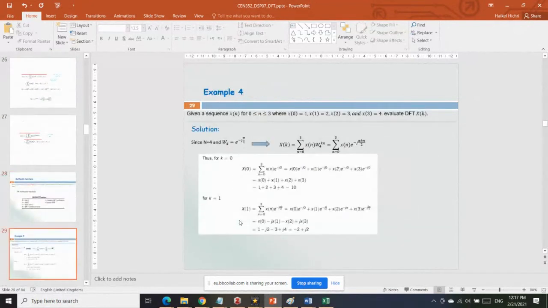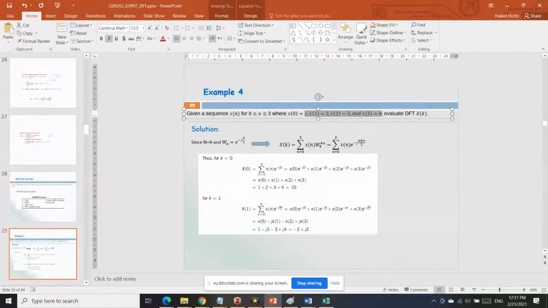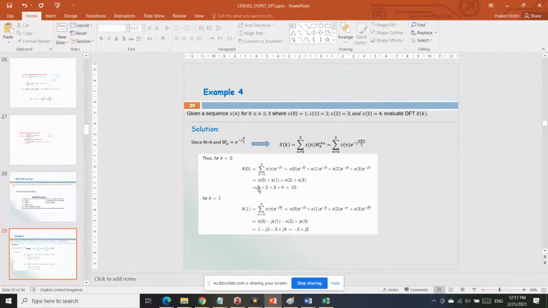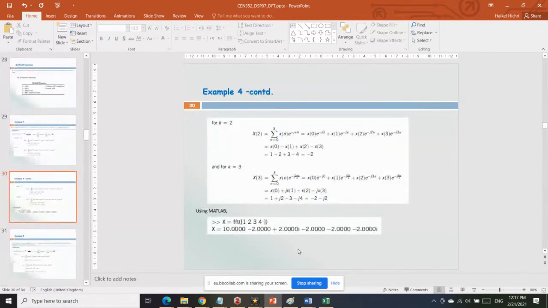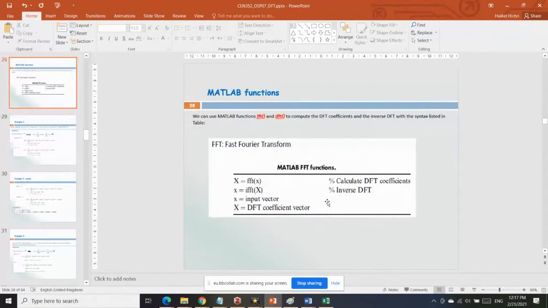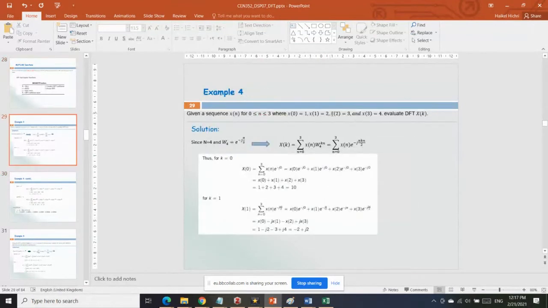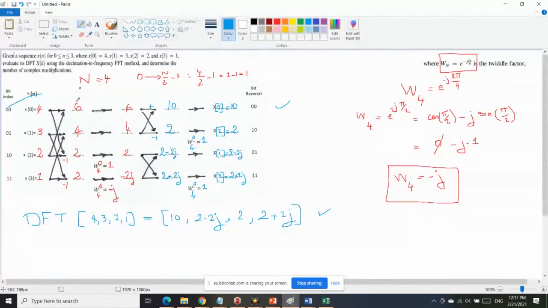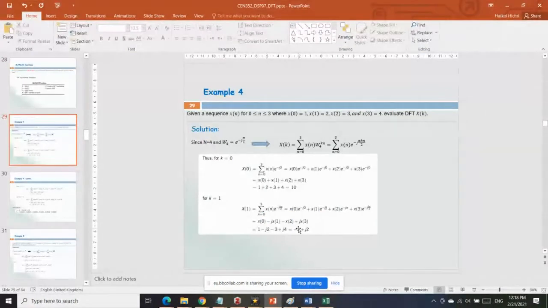There was an example. أيوة هذا هو 1 2 3 4 بس مقلوبة. بس حسبناها يعني يدويا وطلعت 10 minus 2 plus 2j plus j2 و minus 2 و minus 2 minus j2. لكن الاكزامبل ما هو نفسه لانه هذا السيكونس هي 1 2 3 4. السيكونس اللي انا شغال عليها الحين هي 4 3 2 1 مقلوبة يعني it's not the same. لكن شفت الارقام قريبة من بعض.